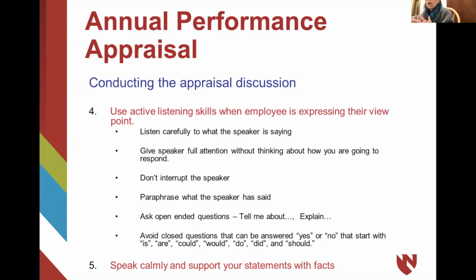Whatever they have to say, allow them to express themselves. Don't interrupt them when they're speaking, unless they're going on and on. But there are ways to say, okay, we need to move to the next value. Many times it's good to paraphrase what they're saying so that you understand and they agree that you're understanding what issue they're bringing up. And ask open-ended questions, like, tell me about that, if the employee has a different view from yours. And avoid closed questions.